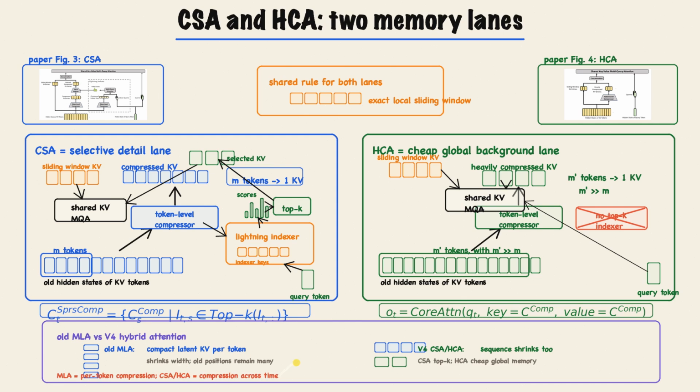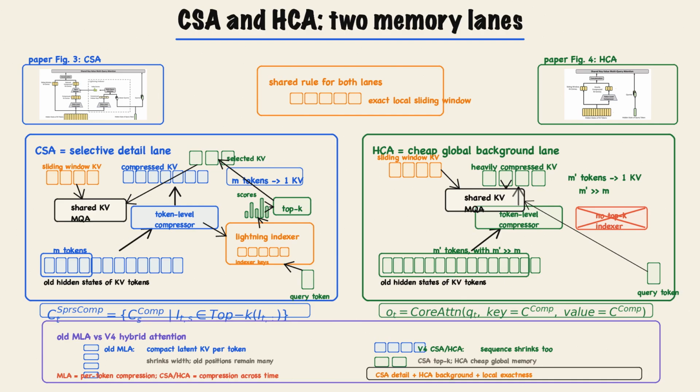Before the takeaway, compare this with old MLA. Old MLA compresses each token's KV state into a latent cache entry. Right. That is a width reduction. It makes each cache token cheaper, but the query still has a long row of old positions to consider. So for very long context, the remaining pain is the number of positions. Exactly. CSA and HCA attack that second axis. They compress along the sequence, and CSA also selects only top K old compressed blocks.